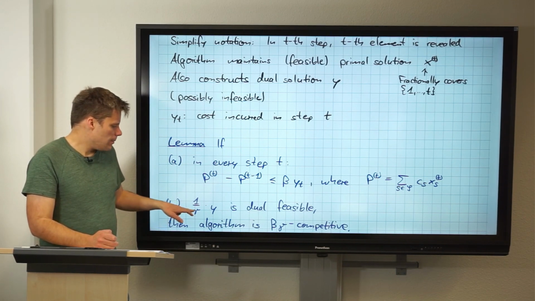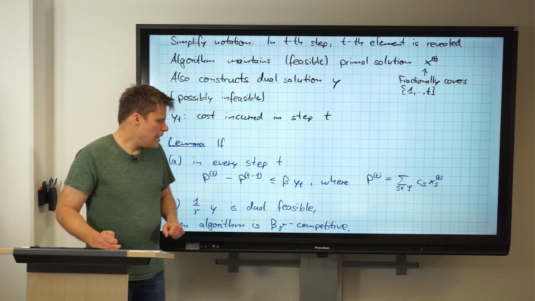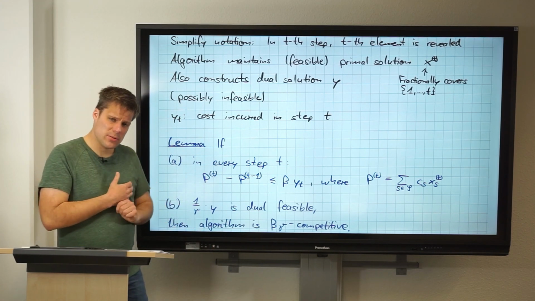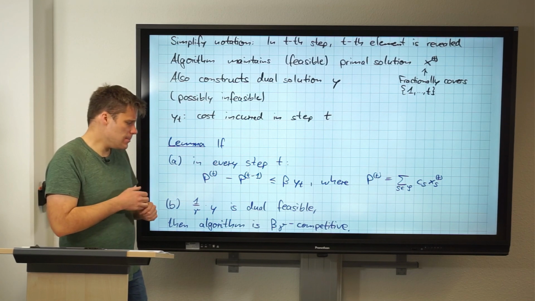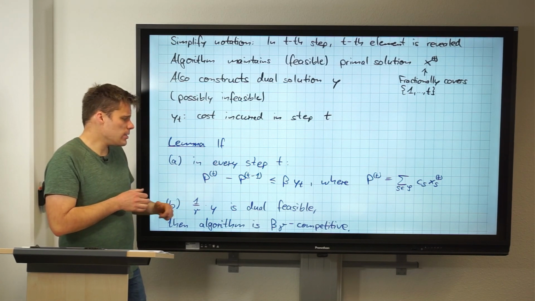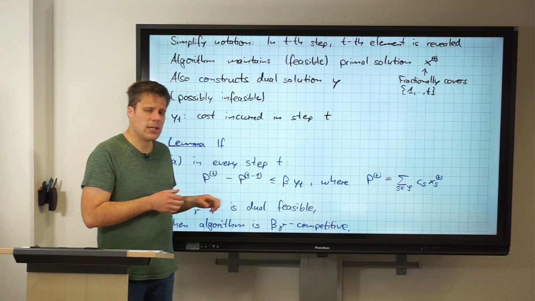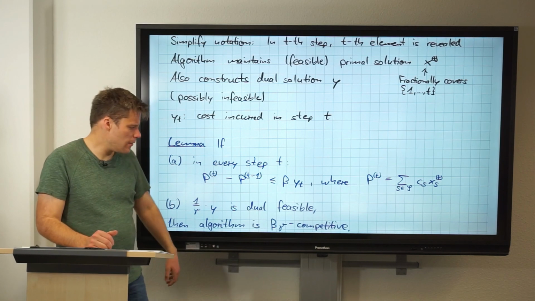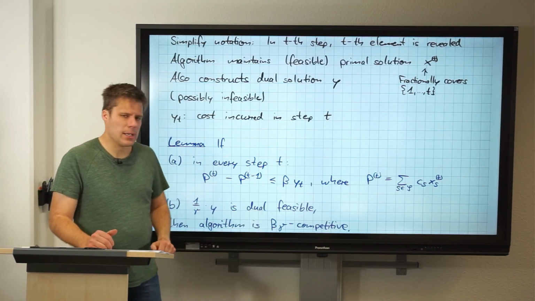If, for example, both of these were 1, then we would have a feasible dual solution, which also keeps exactly track of the money that we are spending, of the cost increases that we have, and then we would be 1 competitive.